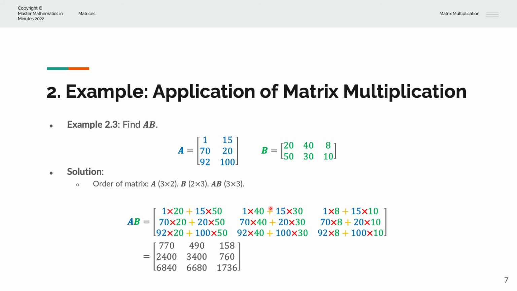You'll apply the same rule to populate all of these entries, and this is the resultant matrix that you will obtain. Say, for example, if we're looking at this entry, we'll take the last row multiplied by the second column, because this is in the last row and the second column. And so you have 92 multiplied by 40, and you have 100 multiplied by 30. Step 2 is where you sum these two together, and that gives you 6,680.